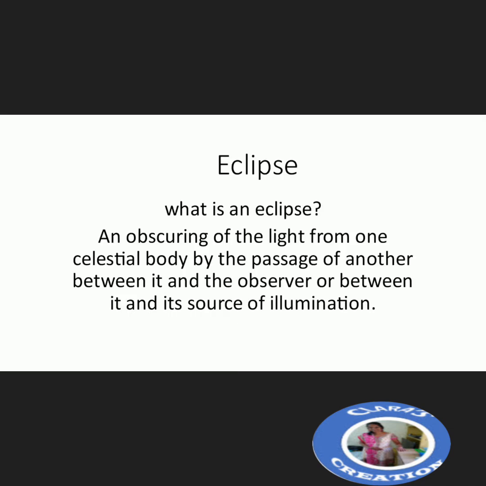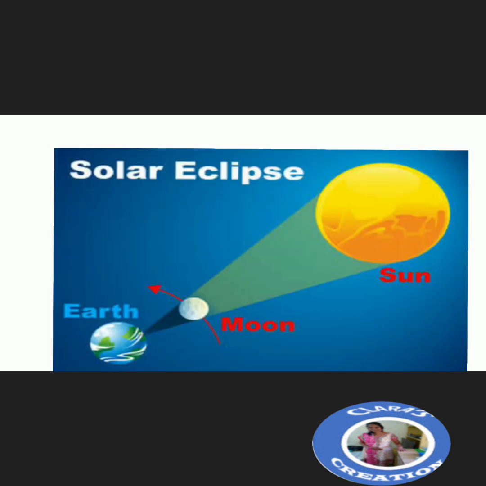Now, let's understand the term eclipse. What is eclipse? An obscuring of the light. Obscuring of the light means something which obstructs, something which stops the light from one celestial body. What is a celestial body? Heavenly body. But the passage of another between it and the observer. Solar eclipse. Now let us understand better.